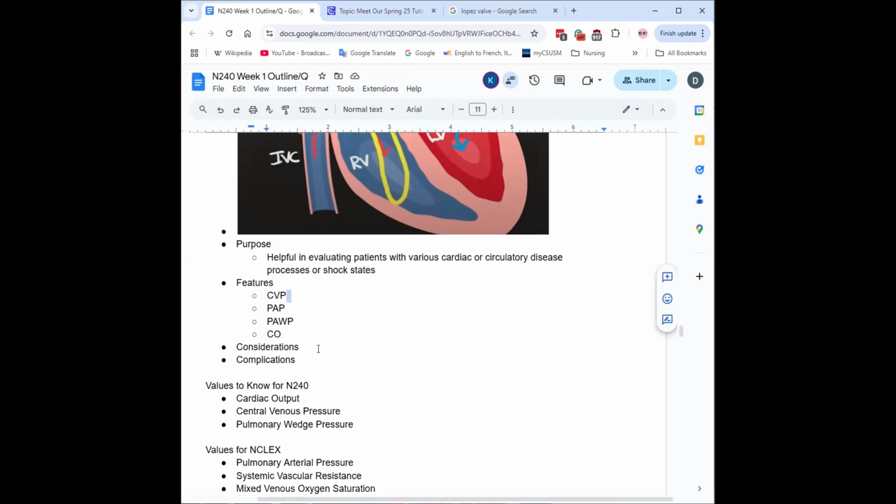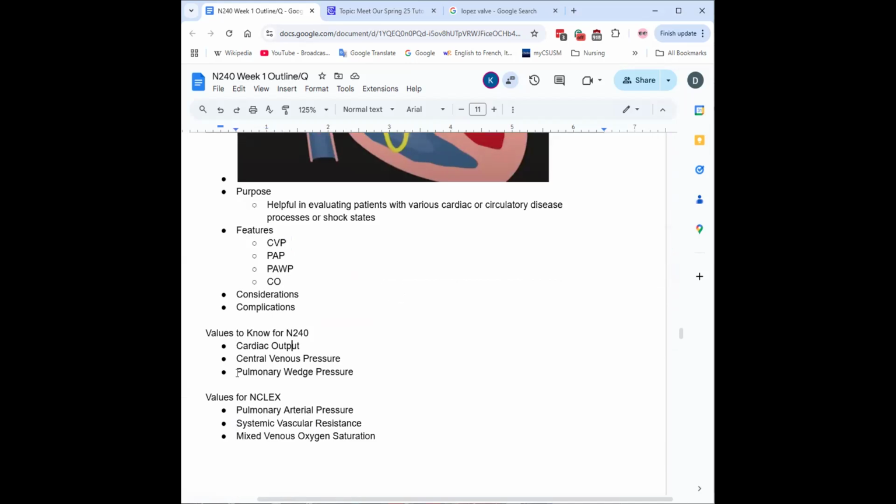Okay, so we will talk about the values. So here I have like a little thing. We'll kind of go a little bit back and forth here. Yeah, so PAWP, the pulmonary arterial wedge pressure, is the same thing as the left ventricular end diastolic pressure. So these are the same thing. A lot of letters. For now, let's just talk about some of the values.